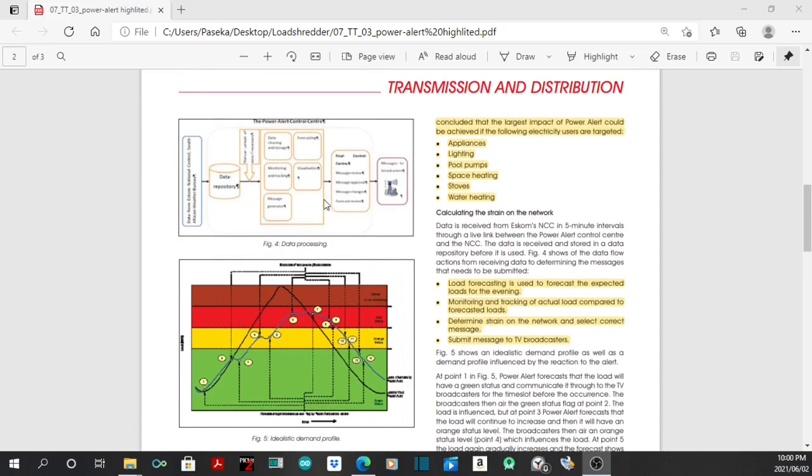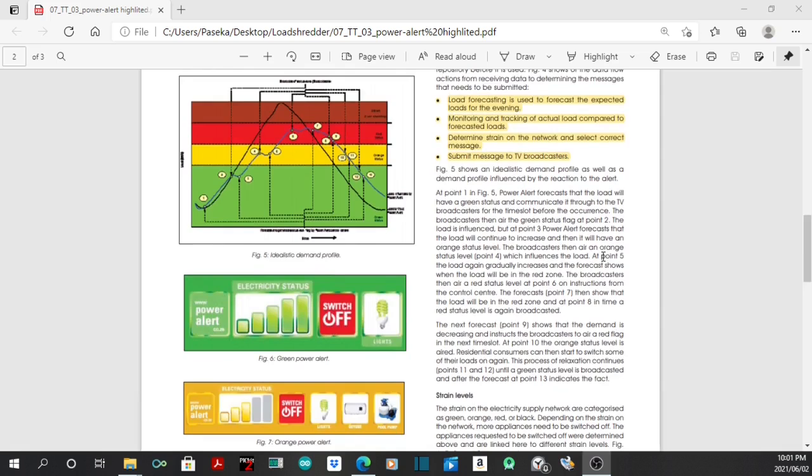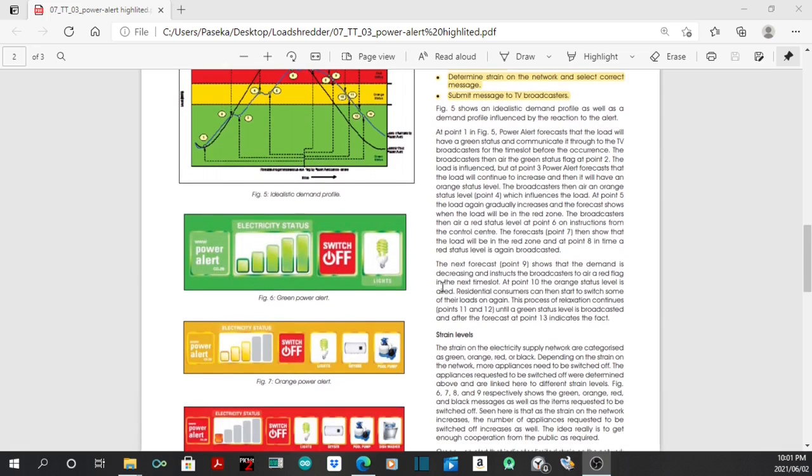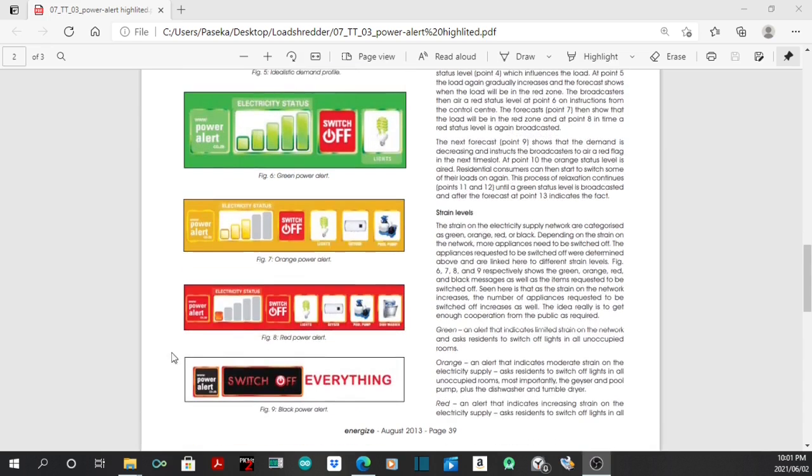And the rest of the article speaks about how they do the load forecasting and then monitoring and tracking of the load compared to the forecasted loads, determining the strain, and then finally broadcasting these messages to the television, because that's where most of the people are sitting during that time. People are able to access that information. Hence, the communication channel is only via television at this stage.